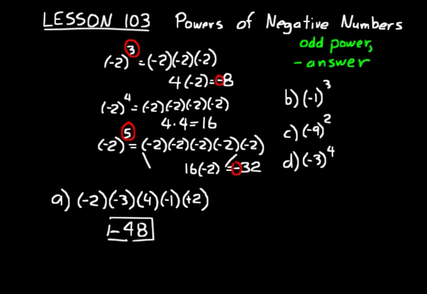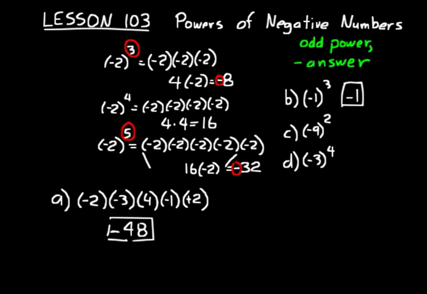Let's do a few more. Look at B, C, and D. Why don't you just pause the CD and work on those. So on B, look at your power. You have an odd power, so you know your answer will be negative. And it's just 1 times 1 times 1, which would be 1. So that's negative 1.